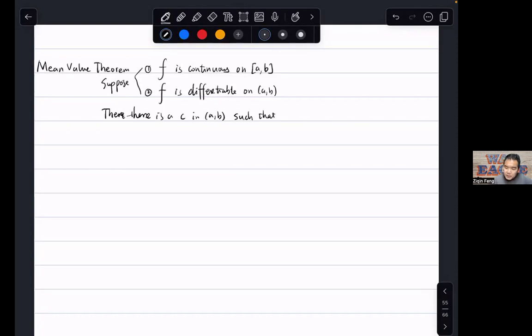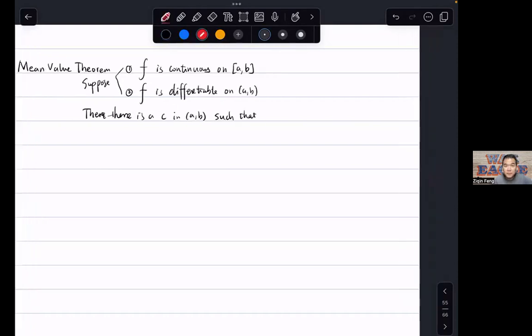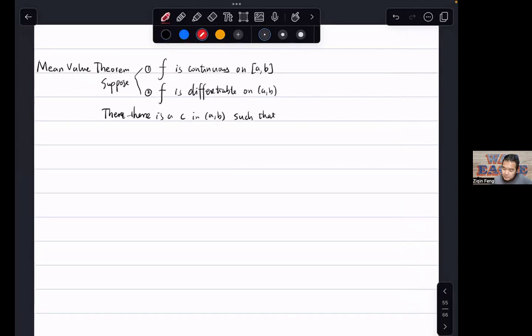We can make a connection between the secant line slope, f of b minus f of a over b minus a, and f prime of c. So this is equal to f prime of c. This is the mean value theorem. This is one of the foundational results in calculus, with some very important applications.